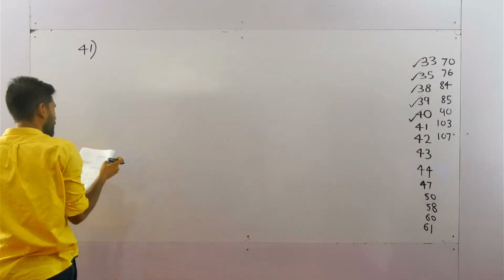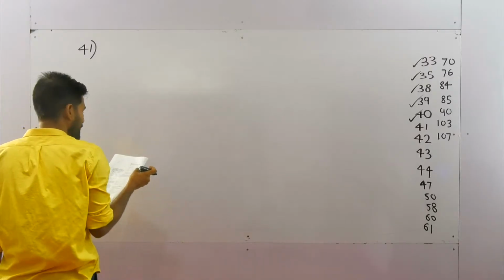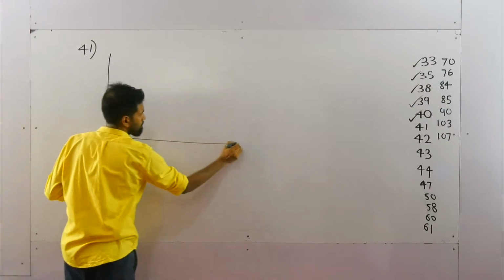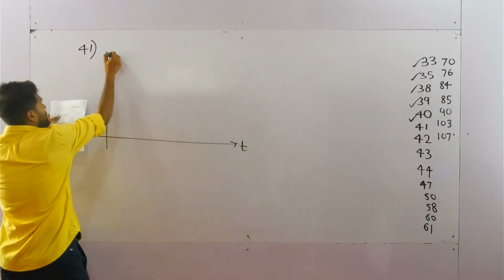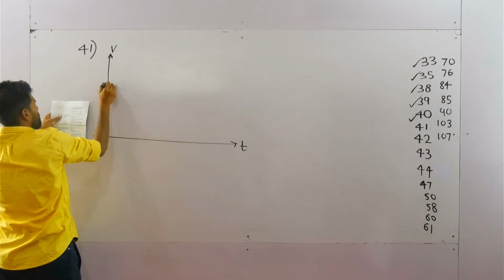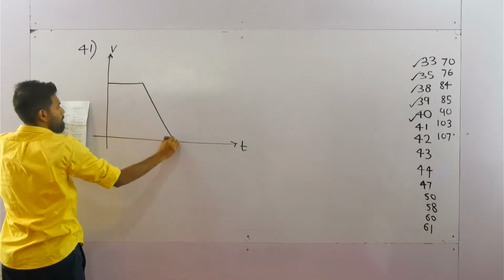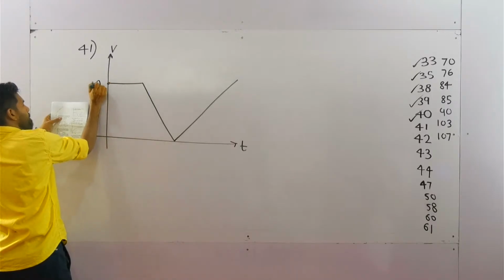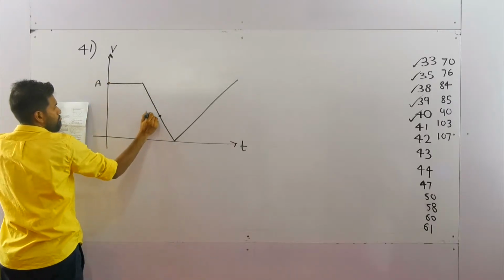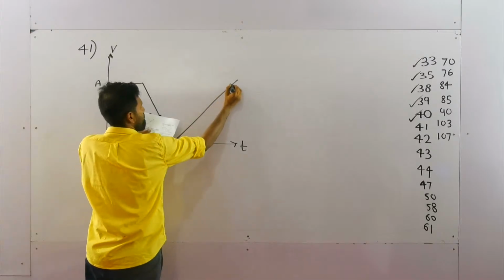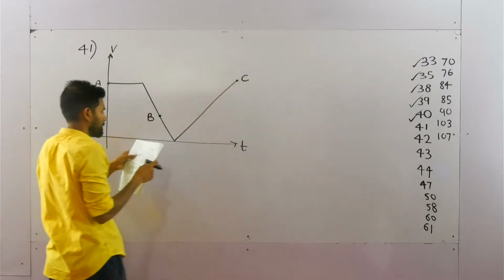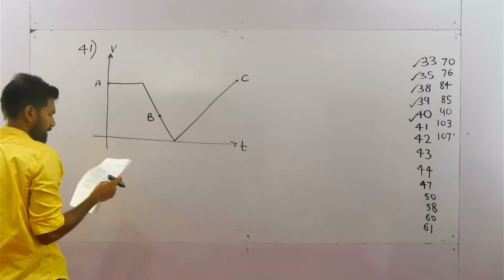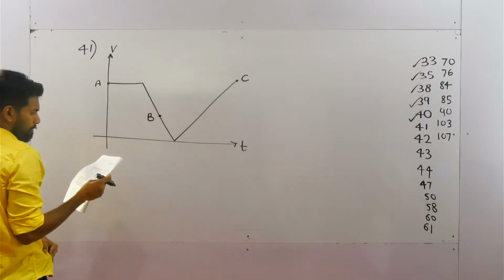The velocity time graph of a body is shown below. It indicates that, so this is the velocity time curve. The velocity time graph of a body is shown below. It indicates that at B, force is 0.